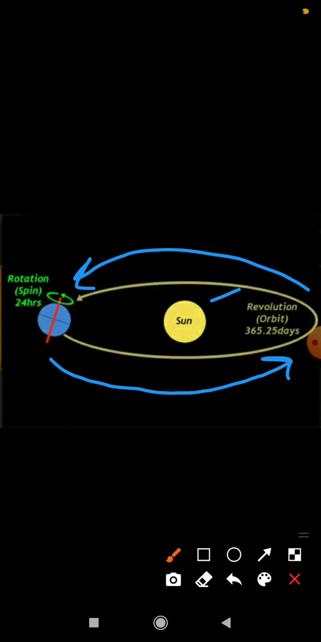The second type of motion or movement of the Earth is called revolution. This is the movement of the Earth around the Sun in a fixed path known as an orbit. In this picture, you can see this is the Sun, and Earth is moving around the Sun in a fixed path which is called the orbit. The Earth spins on its axis and also keeps moving around the Sun at the same time.